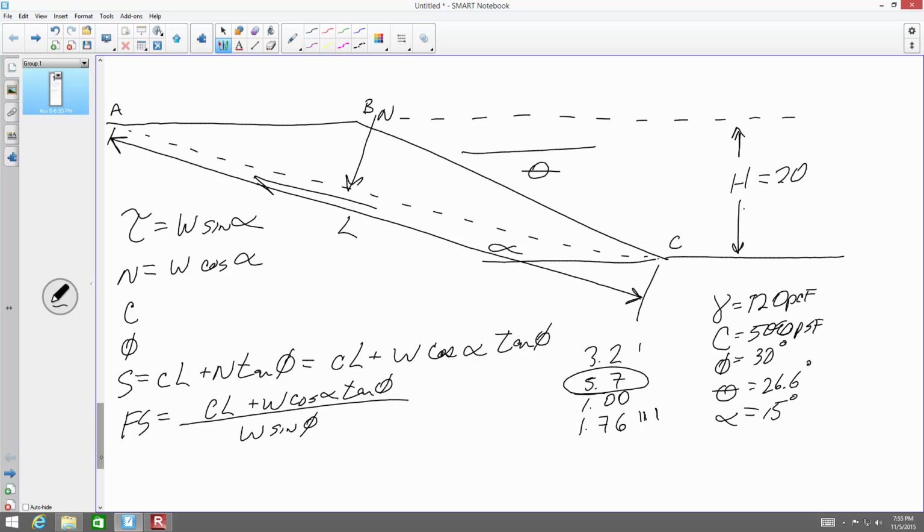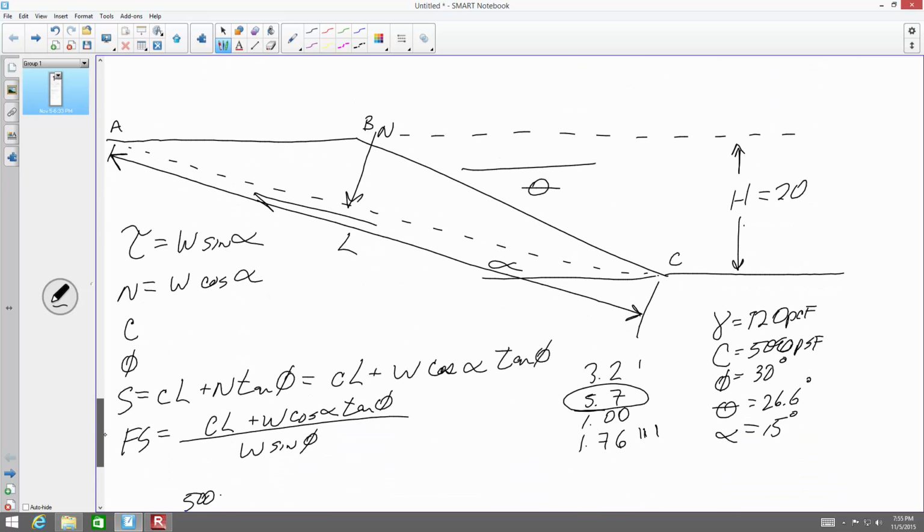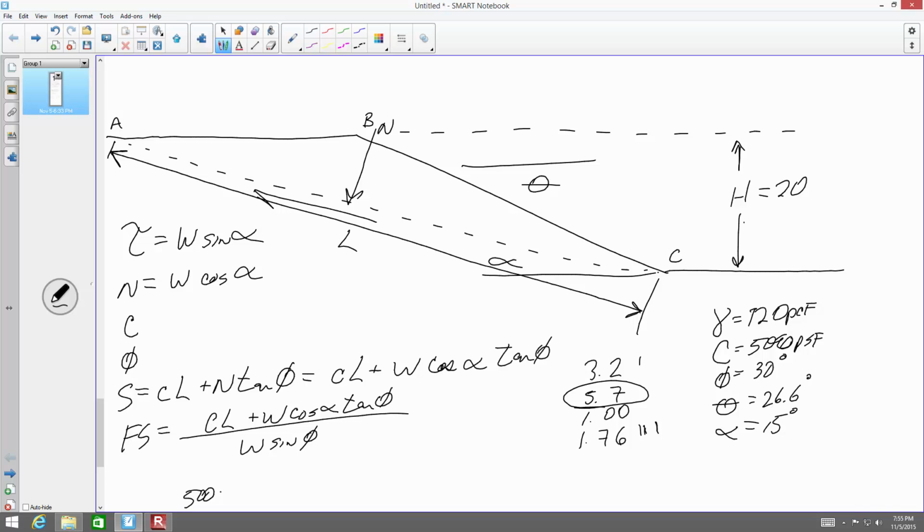Okay. So basically it's a plug and chug to some level here. We know C is 500. L you're going to have to use geometry. You know H equals 20. You know the angle is 15 degrees. And do your math.